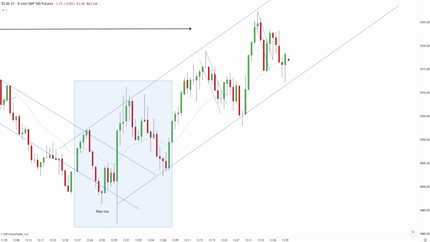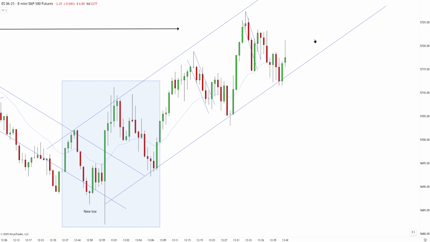So we have some pullback to the EMA. I cannot go long. I cannot go long. Even though it's still like a pullback, we are not pattern traders. The main trend just played out. It just reached a new high. So I need more information that the secondary channel is going to take over and the market is still bullish.